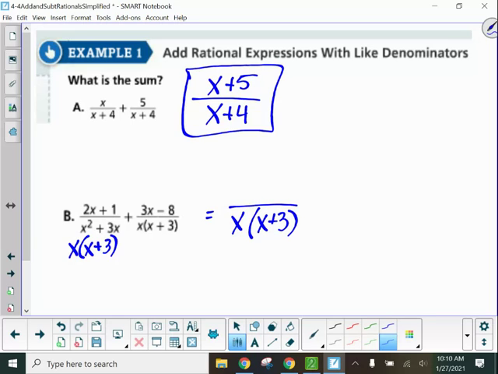So now we have to go through and combine the numerators together. 2x plus 1 plus 3x minus 8, well, 2x plus 3x is 5x. 1 plus negative 8 is negative 7. Do check to make sure that there is no greatest common factor in your numerator. This one does not have any, so this would be your solution. Again, there's nothing I can cross out, there's nothing I can reduce here.